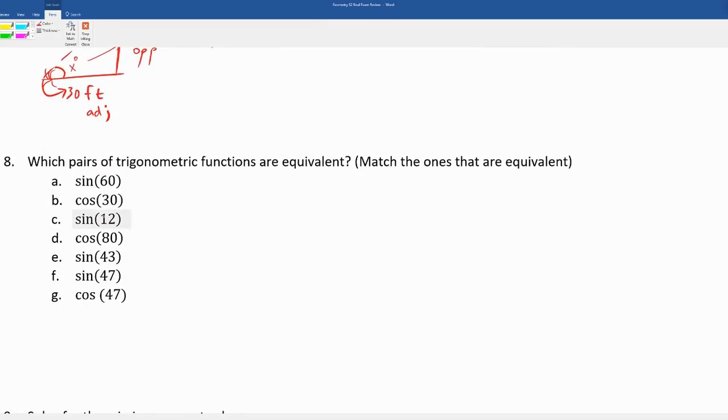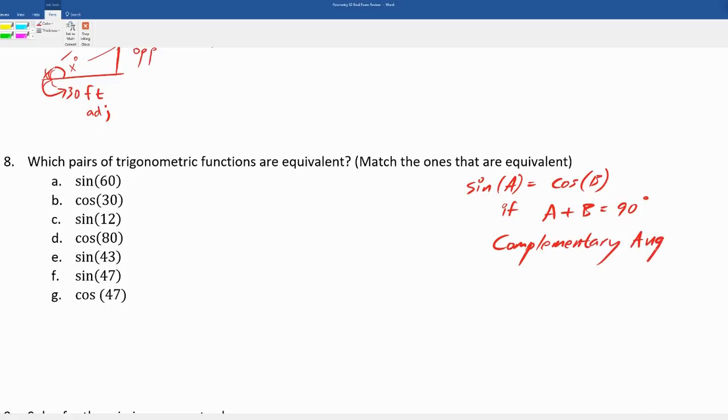All right, matching. I want to do only the first matching. So which ones are equivalent? What they're trying to say here is they're complementary angles. So they should say that sine of A should equal the cosine of B. Basically, it's like angle A plus angle B has to equal 90. That's really talking about complementary angles, which are angles that add up to 90 degrees.